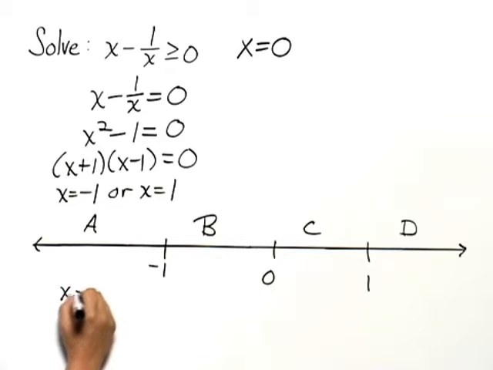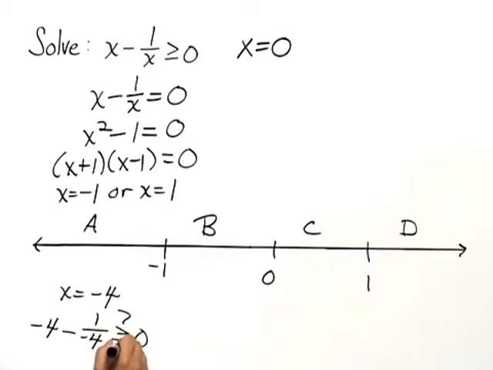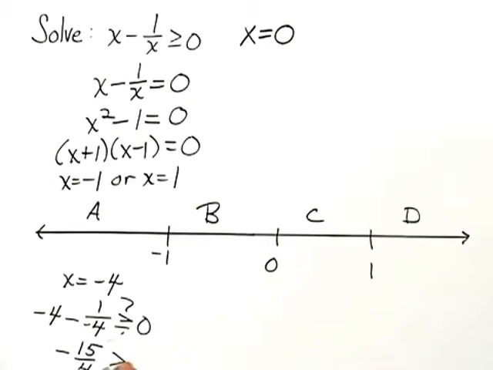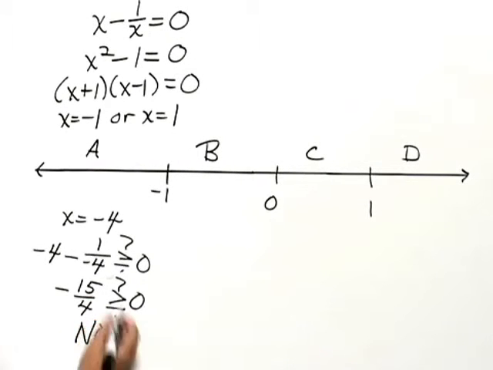Let's just try x equals negative 4. Then we ask ourselves, is x minus 1 over x greater than or equal to 0? That would be, is negative 4 minus 1 over negative 4 greater than or equal to 0? That's a question we're asking ourselves, okay? Well, negative 4 minus 1 over negative 4 is 5/4. Is that greater than or equal to 0? Well, yes, it is. So this interval will be part of our solution set.